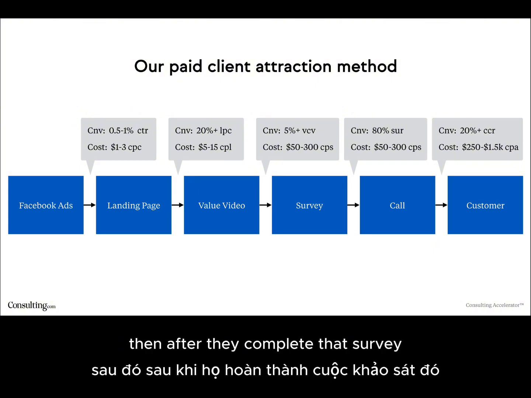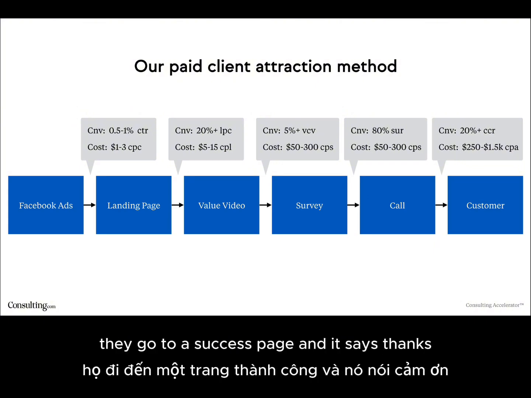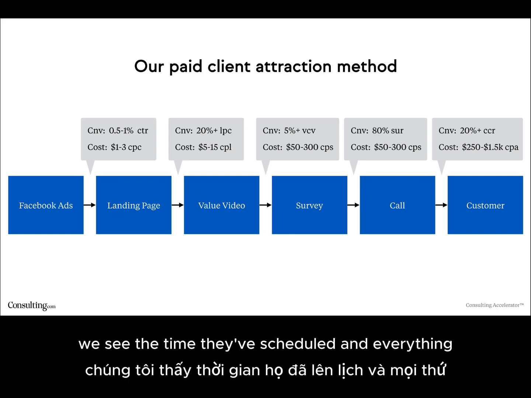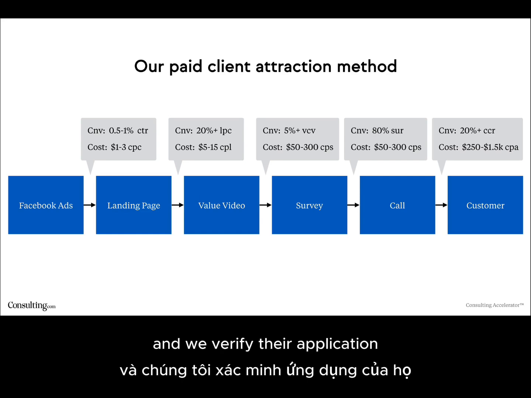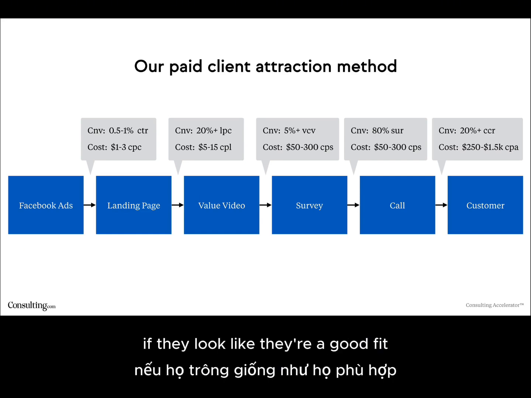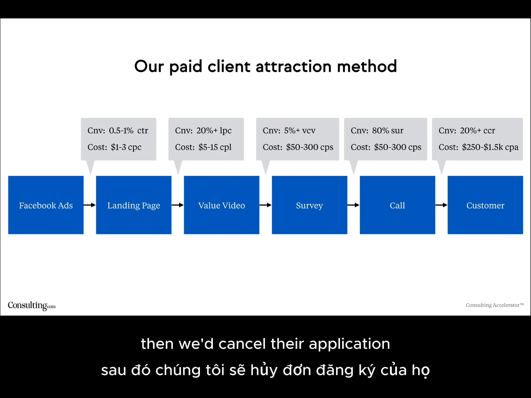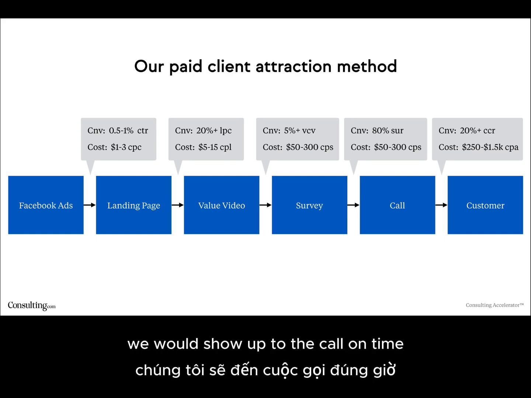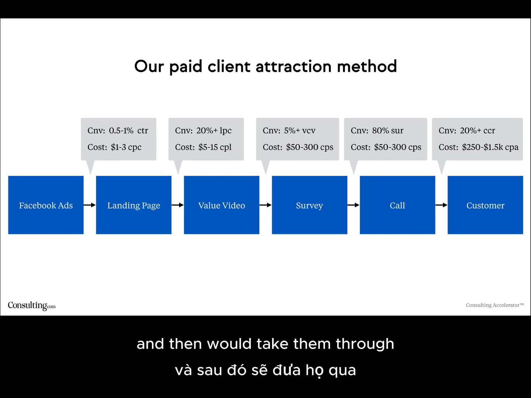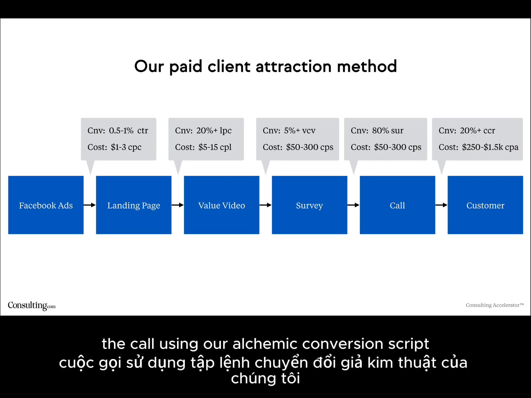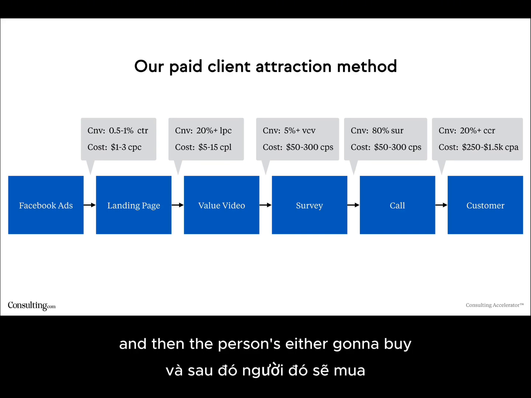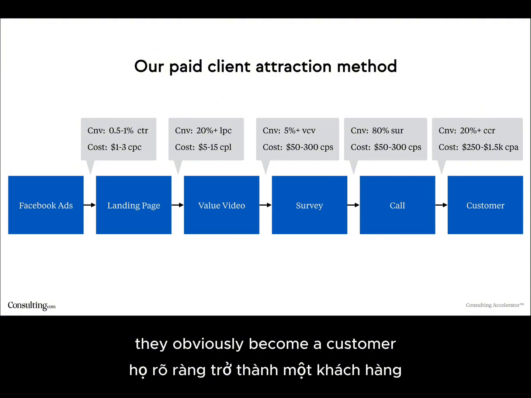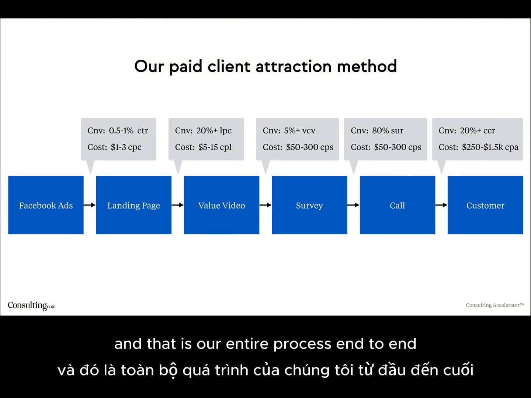Then after they complete that survey, they go to a success page and it says, "Thanks, we'll see you on the call," and then we get a notification, we see the time they've scheduled and everything, and we verify their application. If they look like they're a good fit, we leave it. If they're not a good fit, then we'd cancel their application. And then assuming they're a good fit, we would show up to the call on time and we'd give the person a call, and then we'd take them through the call using our alchemic conversion script. And then the person's either going to buy or they're going to not buy. And if they buy, they obviously become a customer. And that is our entire process end to end.